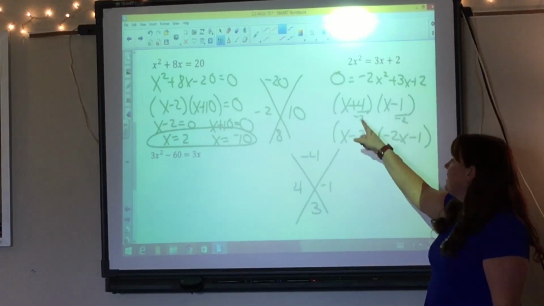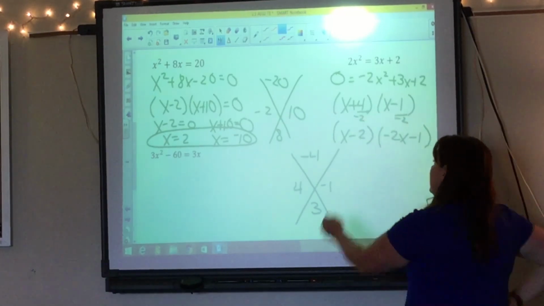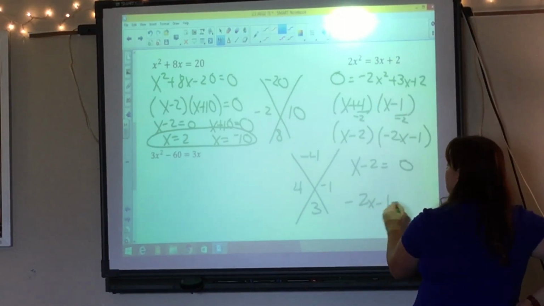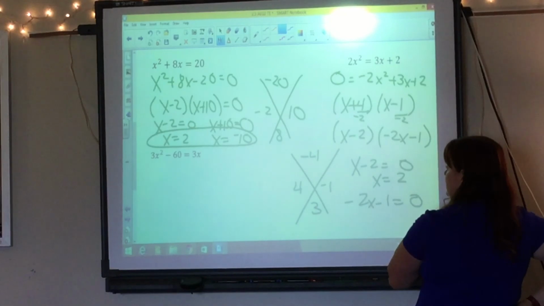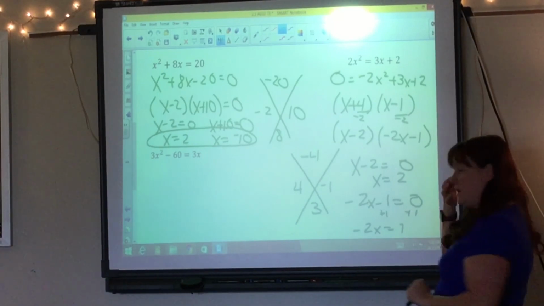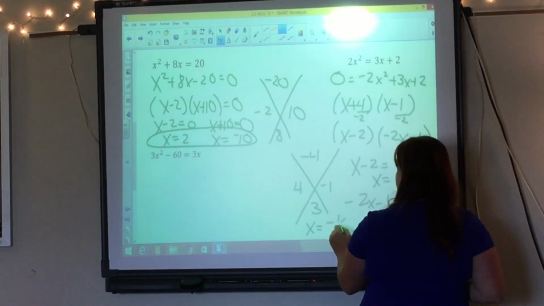This is, because I divide by negative 2, so this turns into that, and then this negative 2 just slides over. So either x minus 2 equals 0, or negative 2x minus 1 equals 0. So x either equals 2, or it equals negative 1 half, because I add 1 to both sides and I have negative 2x equals 1, and divide both sides by negative 2. So I get either x equals 2 or x equals negative 1 half.